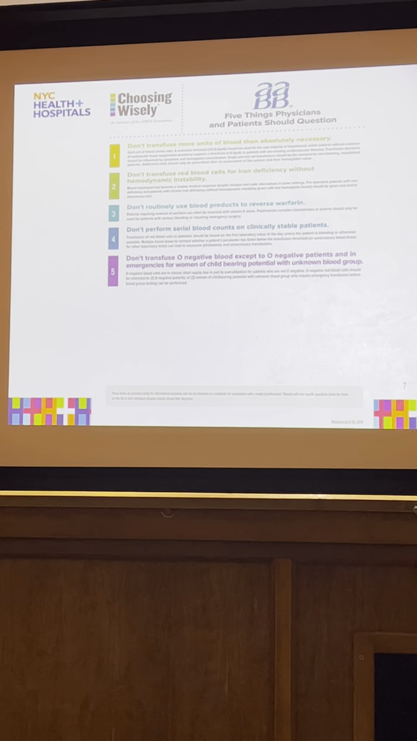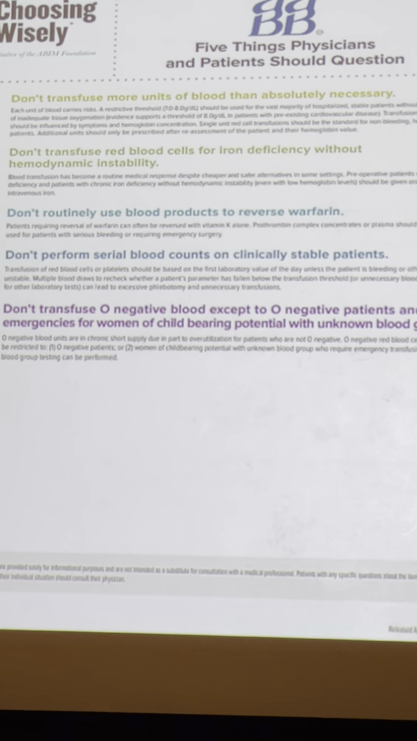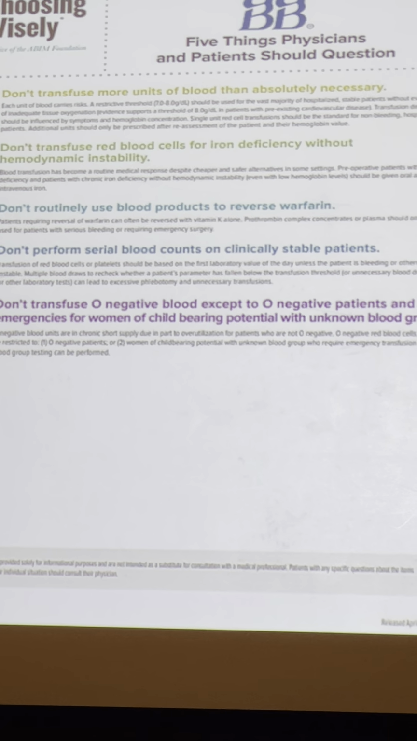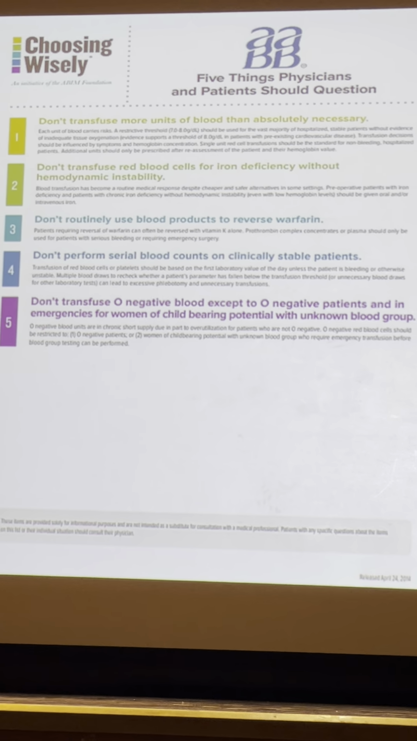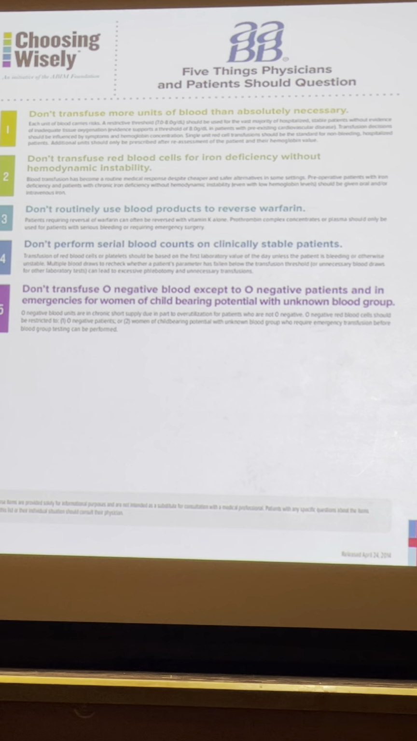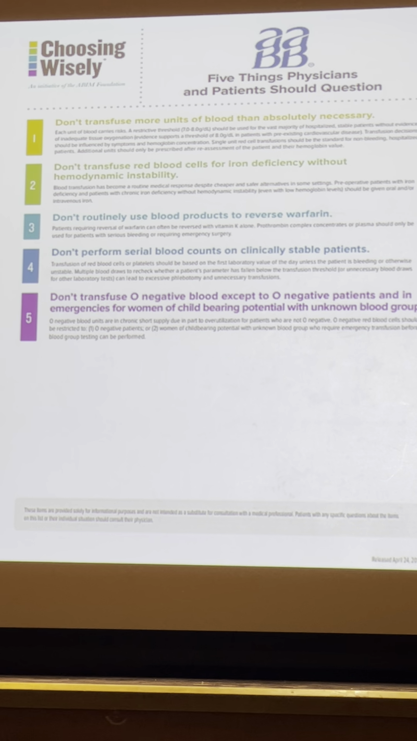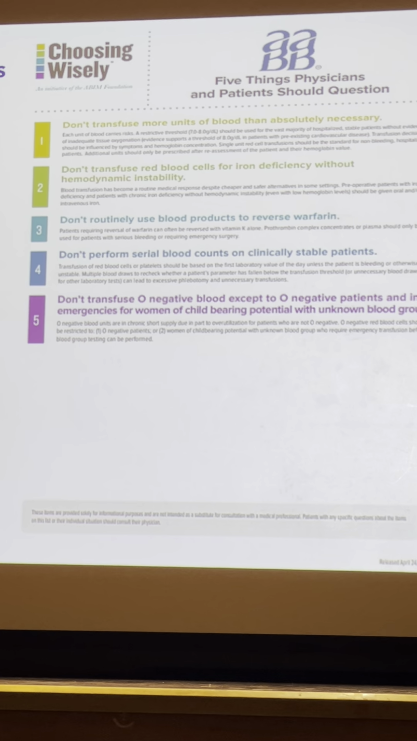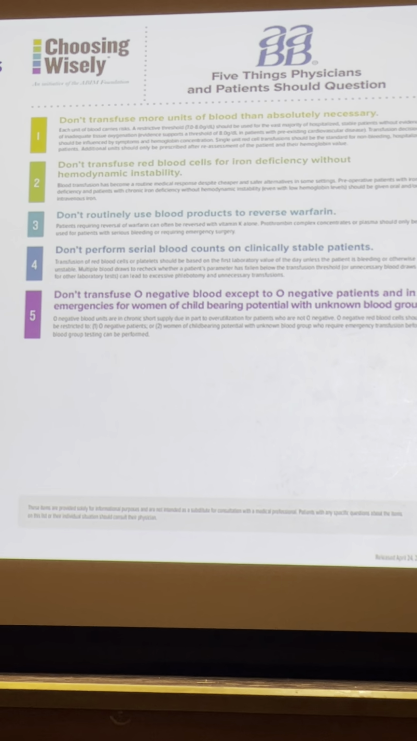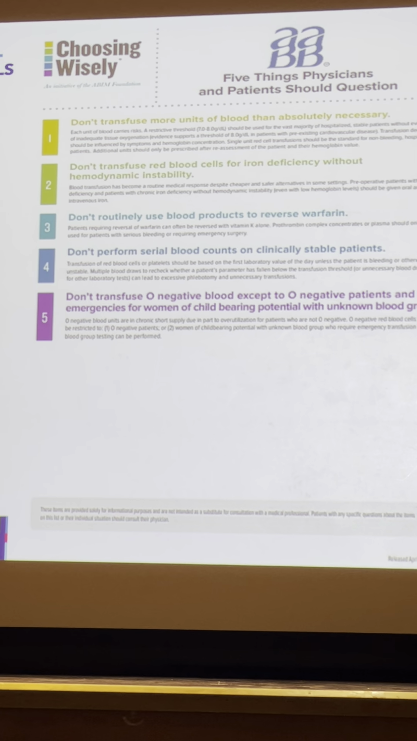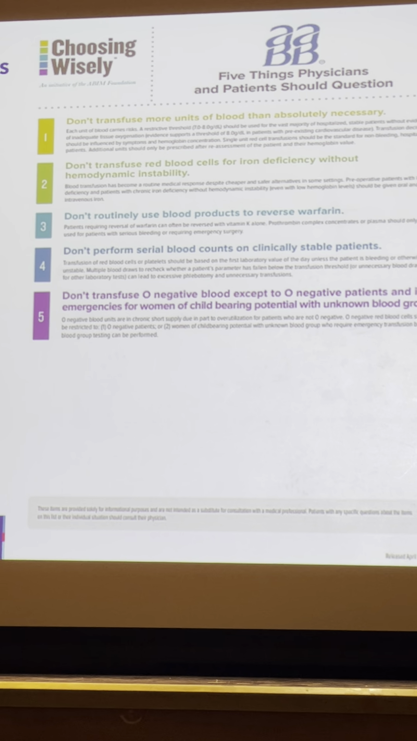Here are the five Choosing Wisely steps that the American Board of Internal Medicine, in conjunction with AABB, want to pose to physicians and patients to consider. So if you take anything away from this presentation, consider these options. One, don't transfuse more units of blood than necessary. Number 2, don't transfuse red cells for iron deficiency without hemodynamic instability. Number 3, don't routinely use blood products to reverse warfarin. Number 4, don't perform serial blood counts on clinically stable patients.